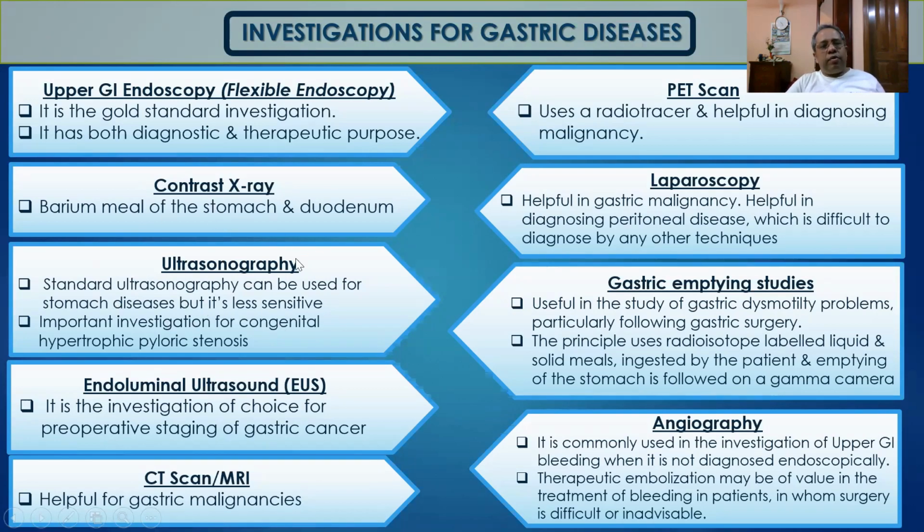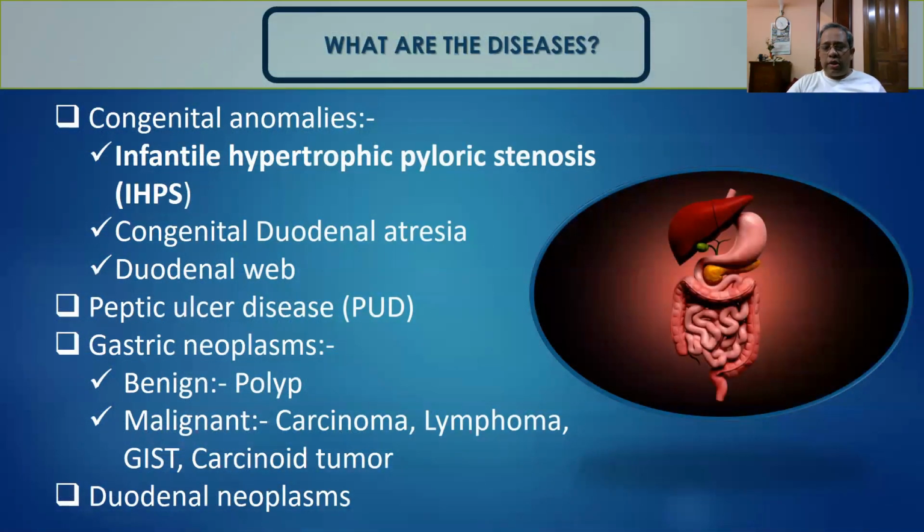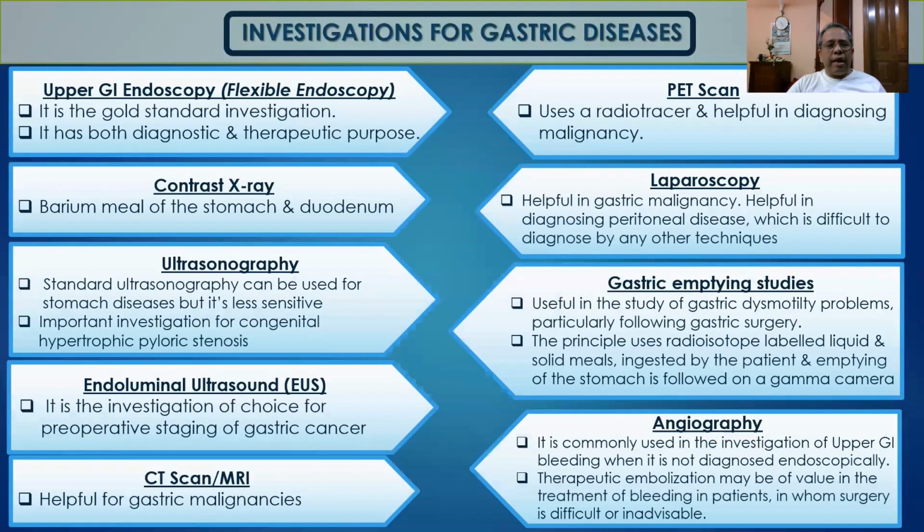But nowadays, as expertise is available, they can detect some pathology of the stomach, like congenital ones. Infantile hypertrophic pyloric stenosis can easily be diagnosed by a good sonologist doing an ultrasonography. So external ultrasonography can be used for stomach diseases, though it is less sensitive. But it is an important investigation for congenital hypertrophic pyloric stenosis, which can easily be diagnosed by ultrasonography.